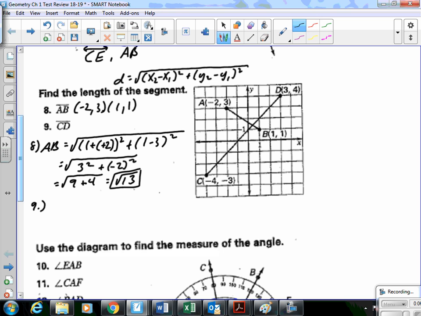Number 9, we're looking at the length of CD. So point C, -4, -3, and point D, 3, 4. So looking into the distance formula, difference of the x's, so 3 minus -4 squared, plus the difference in the y's, 4 minus -3 squared.